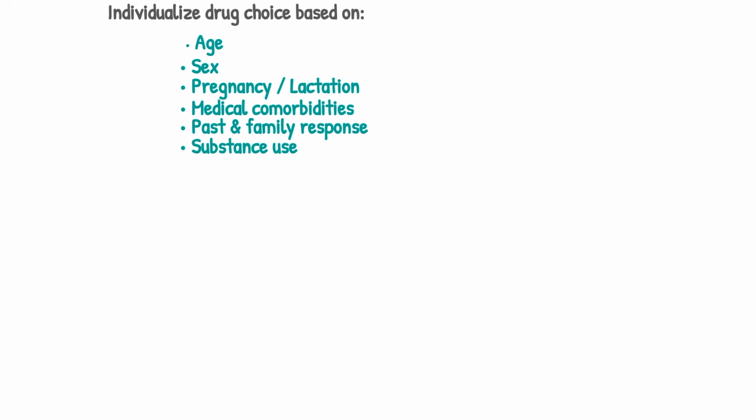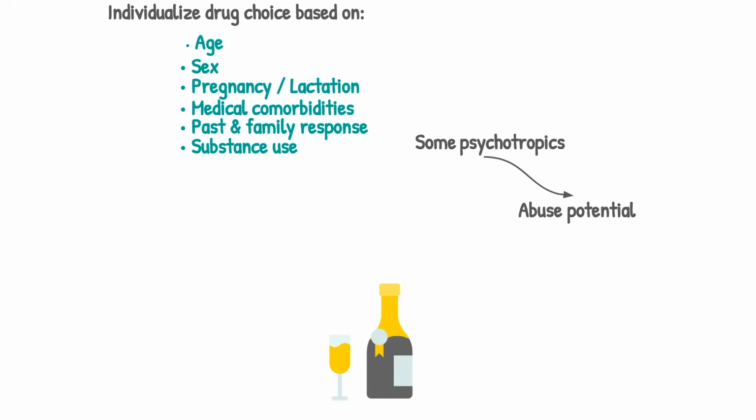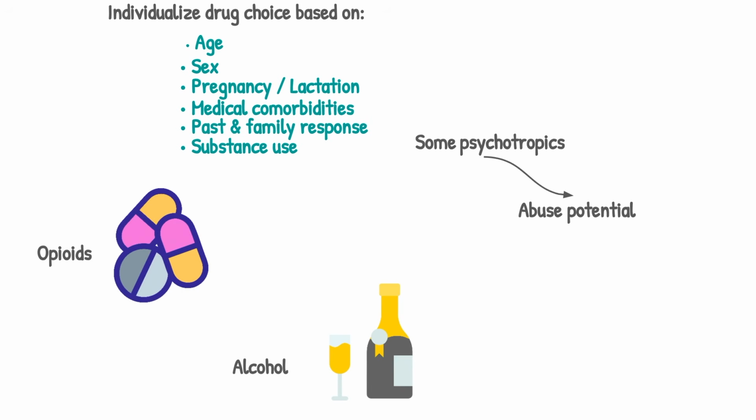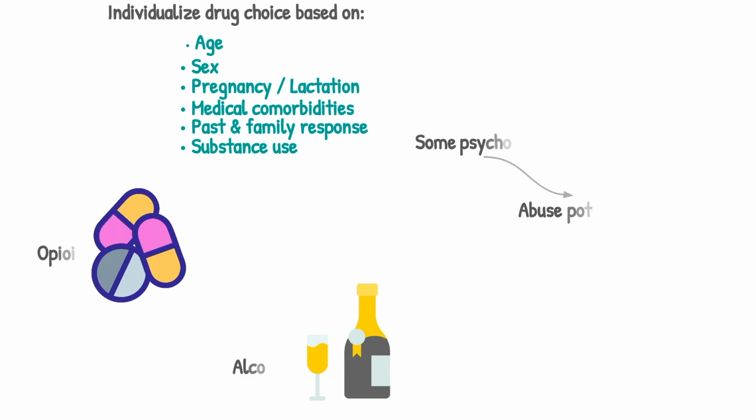Active or past substance use must always be assessed. Some psychotropics have abuse potential, while others may interact dangerously with substances like alcohol or opioids. Prescribing without considering substance use can worsen outcomes and complicate recovery.